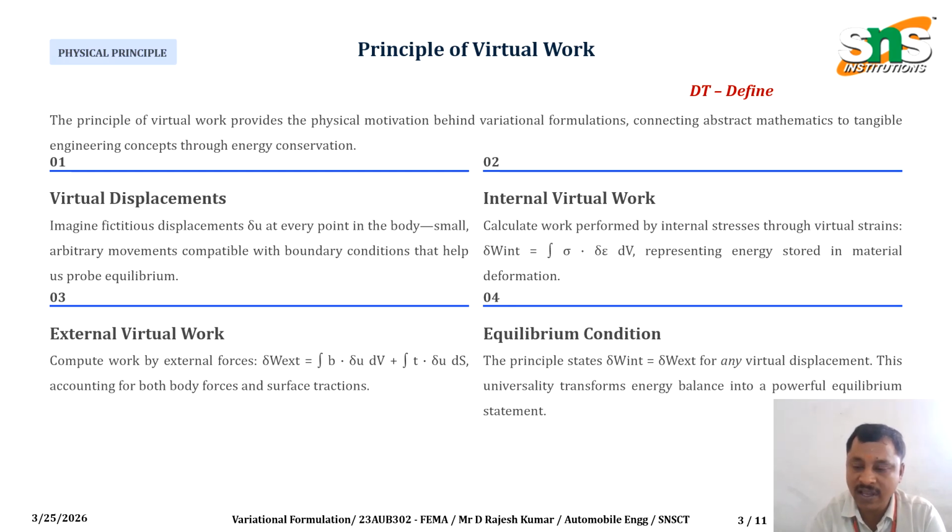Step number 4, equilibrium condition. The powerful statement now becomes the principle itself. For a structure in equilibrium, the internal virtual work must be equal to the external virtual work for any virtual displacement. Let me emphasize: this must be true for any arbitrary virtual displacement we choose. This universality is what makes it so powerful.